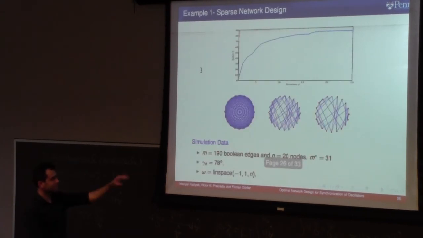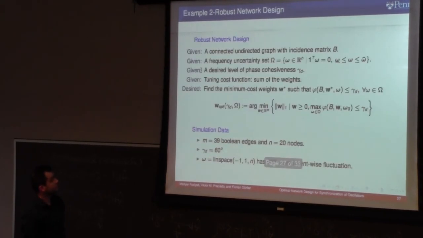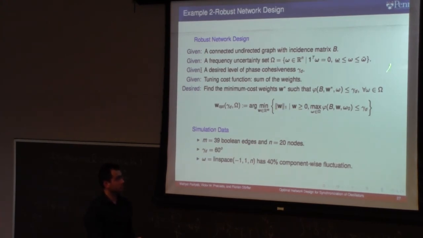So this is the first example. The second example is the robust network design. Now I have a frequency uncertainty set. So I don't know the natural frequencies. I have the lower and upper bounds. And I want, again, to achieve a certain level of phase cohesiveness. I want to guarantee that, and I want to minimize the sum of the weights. So my cost function is the norm 1 of the weights subject to this constraint.